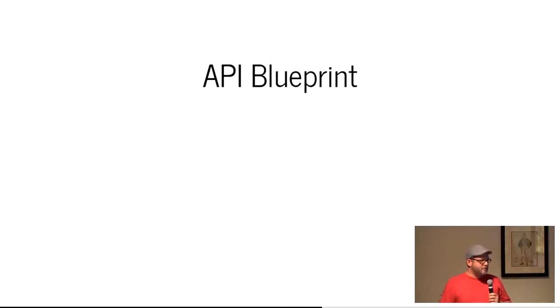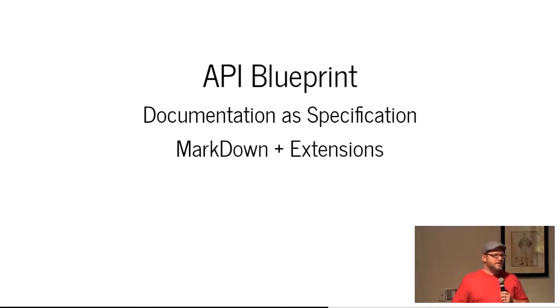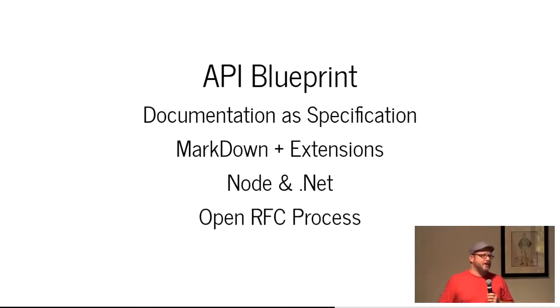And now let's take a look at API Blueprint. It takes a little bit of a different approach. It comes at it from the idea of documentation as a specification. This is authored in Markdown with a few extensions to support specifying the data. Most of the support for Blueprint is in the Node and .NET world, so there's a little less Python if you're doing Python-specific things. API Blueprint is supported by a company called Apiary, and it's really built into a lot of their tooling. But like RAML, they do have an open RFC process, and they do accept outside contributions.